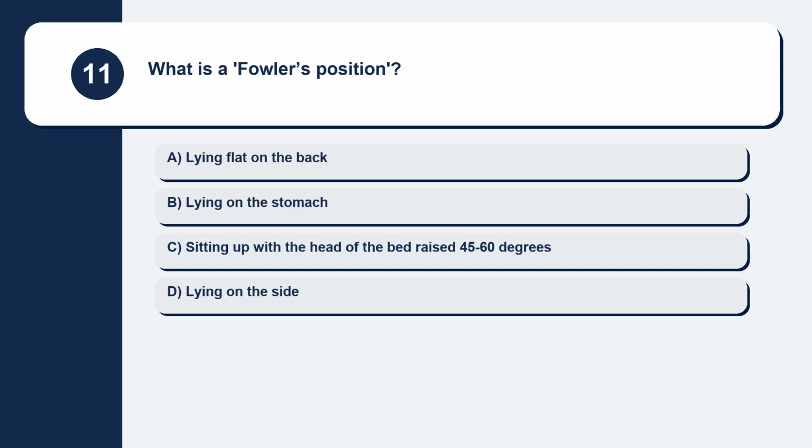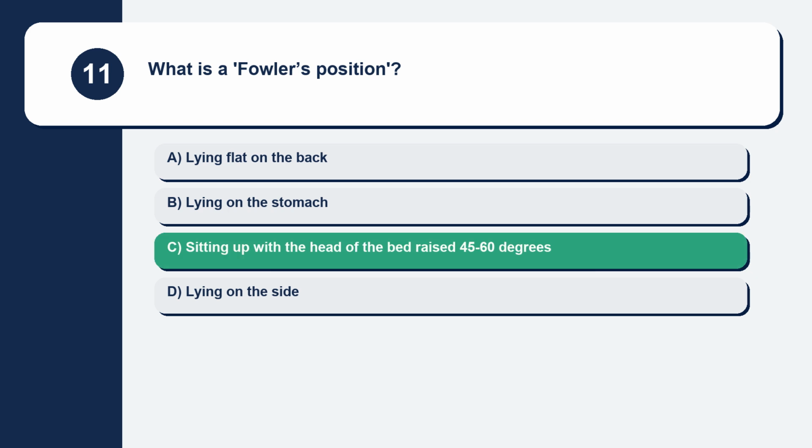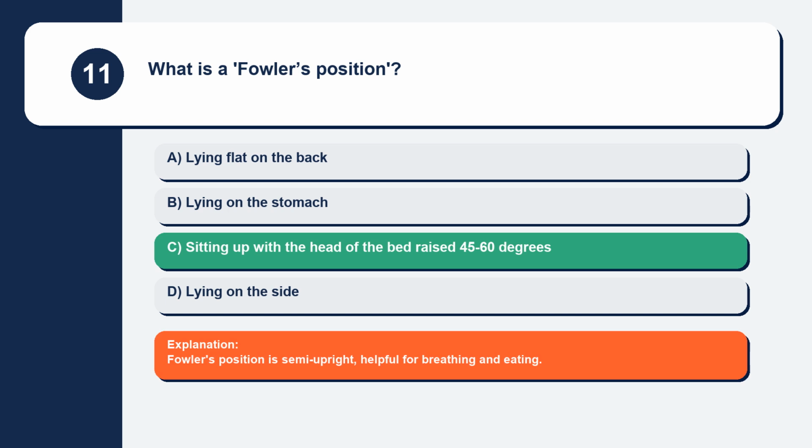Question 11. What is a Fowler's position? Lying flat on the back. Lying on the stomach. Sitting up with the head of the bed raised 45 to 60 degrees. Lying on the side. Fowler's position is semi-upright, helpful for breathing and eating.